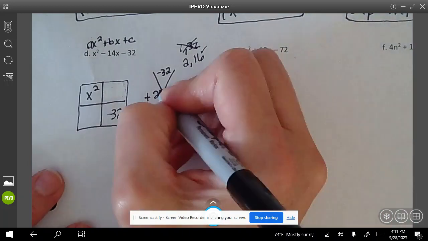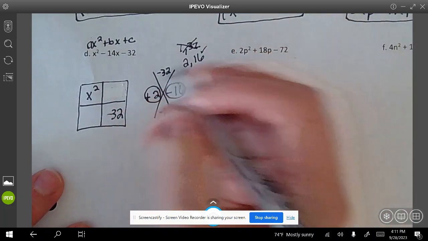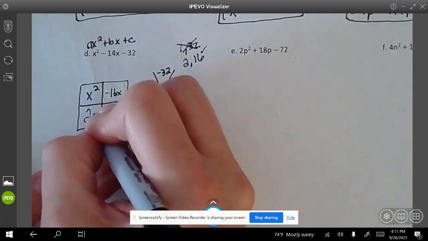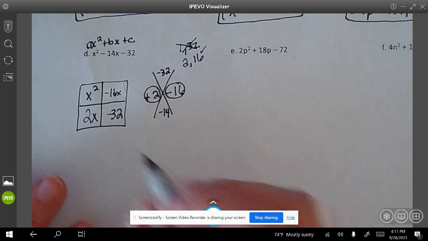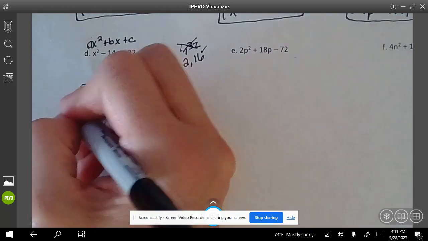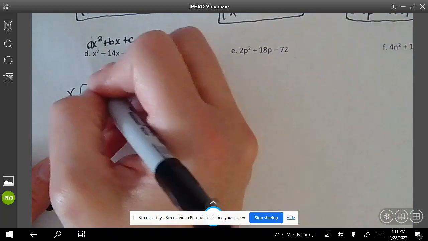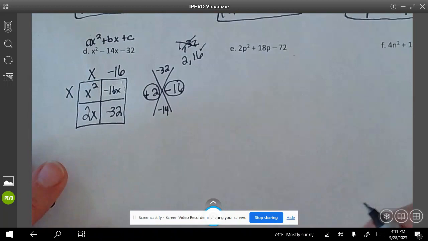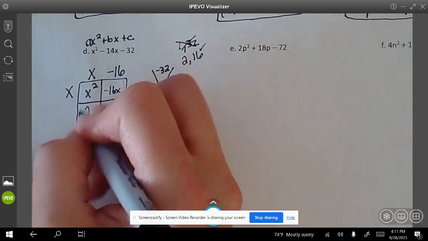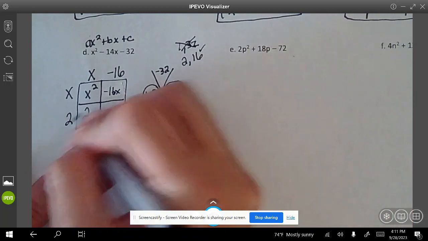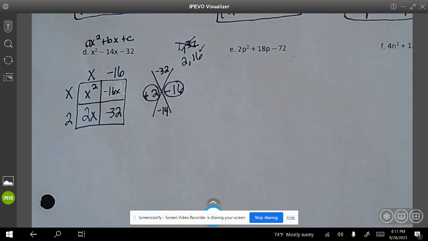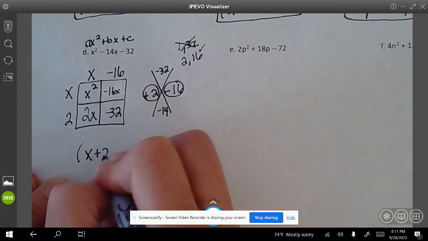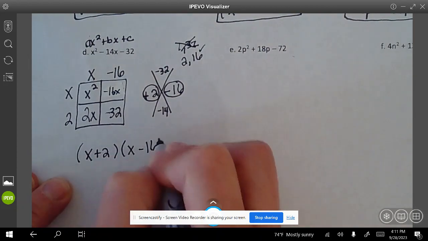We're going to bring these numbers and put them over here in our box. Negative 16x and 2x. All right, across the top, the greatest common factor is x. X times x is x squared. X times negative 16 is negative 16x. X times 2 is 2x. And 2 times negative 16 is negative 32. Okay? So my answer would be x plus 2 times x minus 16.